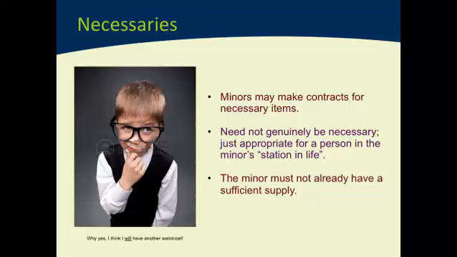Okay, so it becomes a lot simpler to handle then. Is there a minor? Yes. Well, since there's a minor, the contract is going to be regarded as voidable unless we can find something to make the contract binding, which means the contract would have to be for something necessary or it would have to be for a beneficial contract of employment or education.